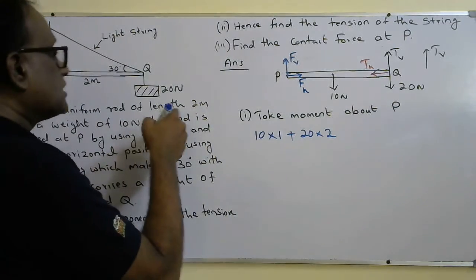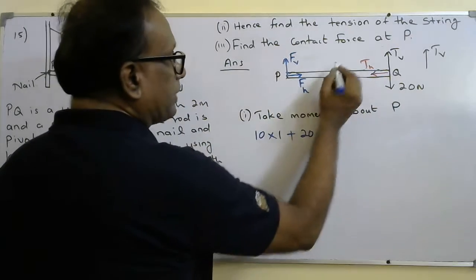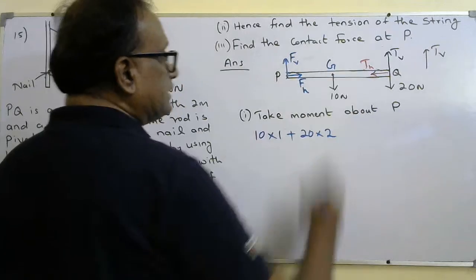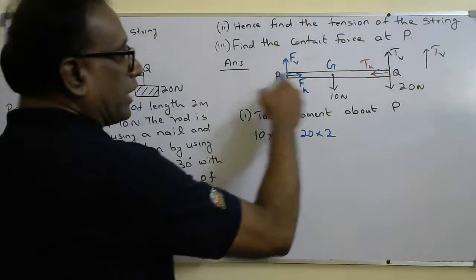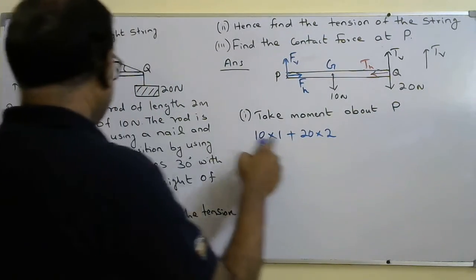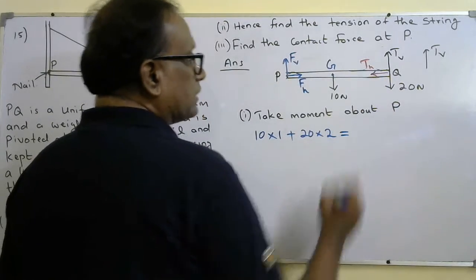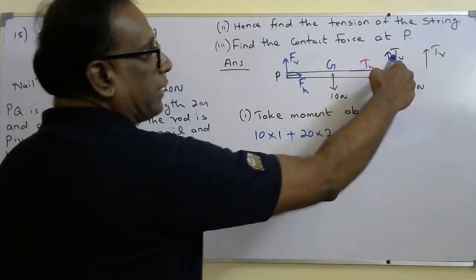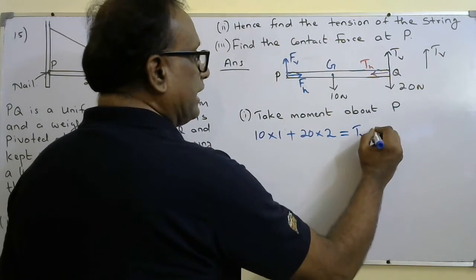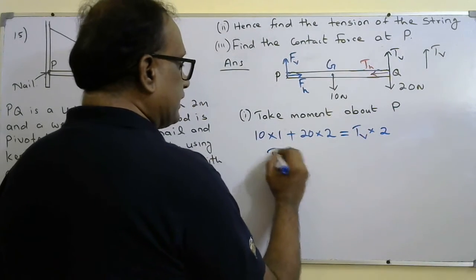The length of the rod is 2 meters. From here to the center of mass, we will call it G, the center of gravity, that is 1 meter. So 10 into 1, the weight of the rod is 10. Yeah, this is 20 into 2, equal to the anticlockwise moment, only by the vertical component, TV into 2. So find the TV, that's all.